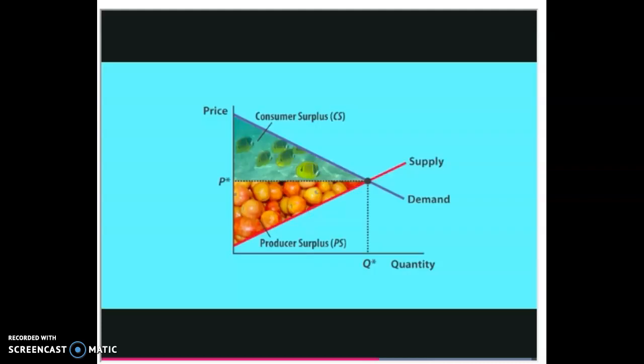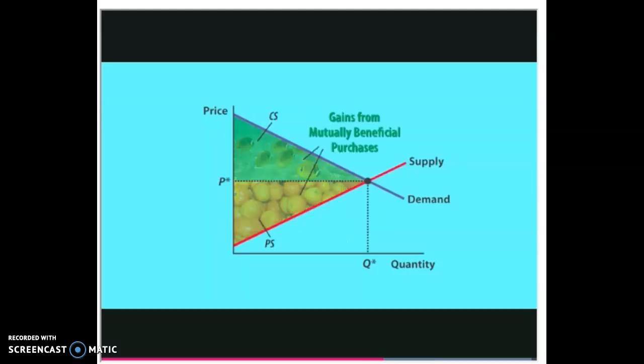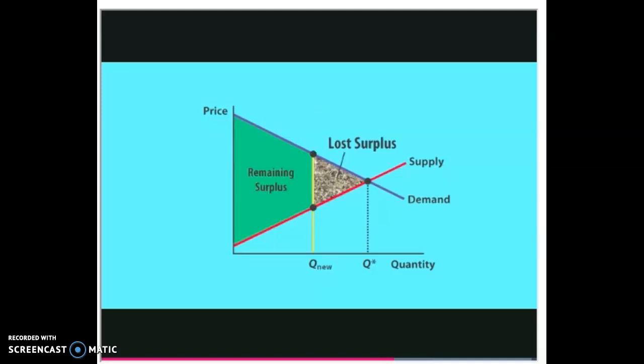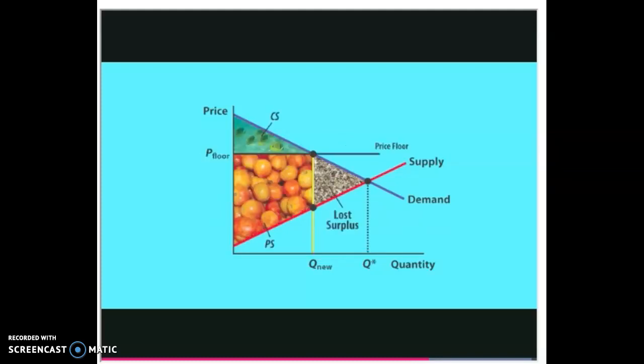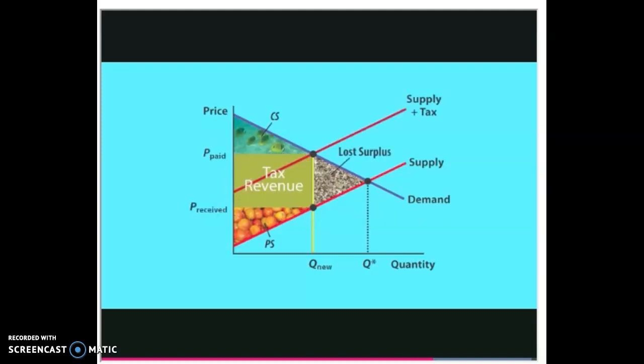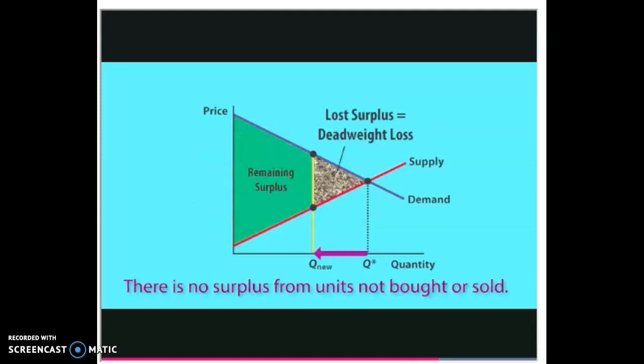Consumer surplus and producer surplus represent benefits from mutually beneficial purchases. These benefits can be lost if something prevents some of the mutually beneficial purchases. Although we won't get into the details of these policies here, the loss of consumer and/or producer surplus caused by policies you may have already studied that reduce the quantity bought and sold, such as price ceilings, price floors, quotas, and taxes, is a type of deadweight loss and results from the fact that there is no surplus from units that aren't bought or sold.